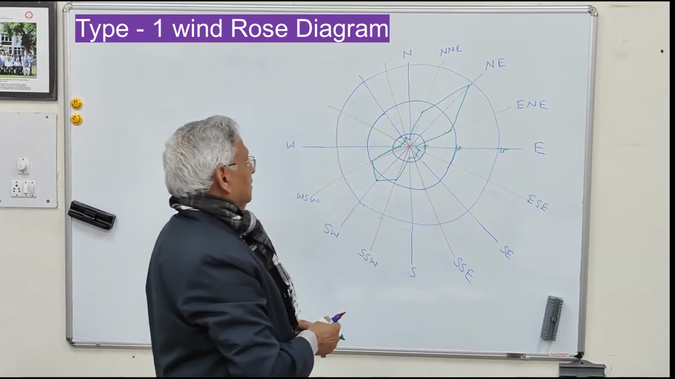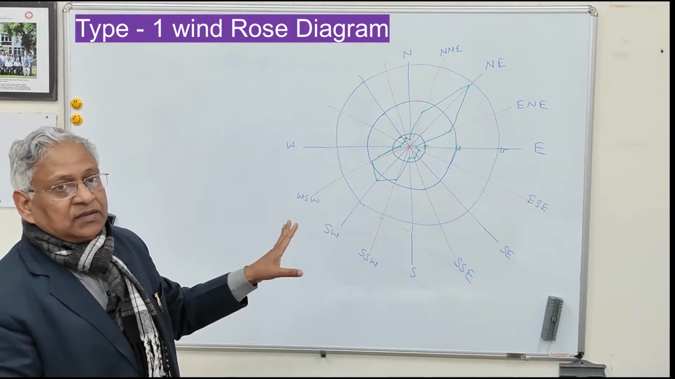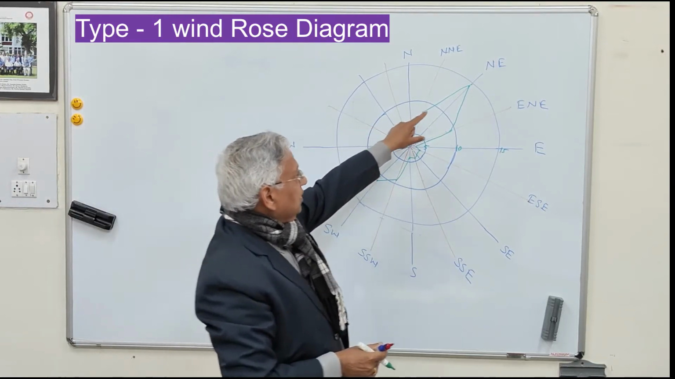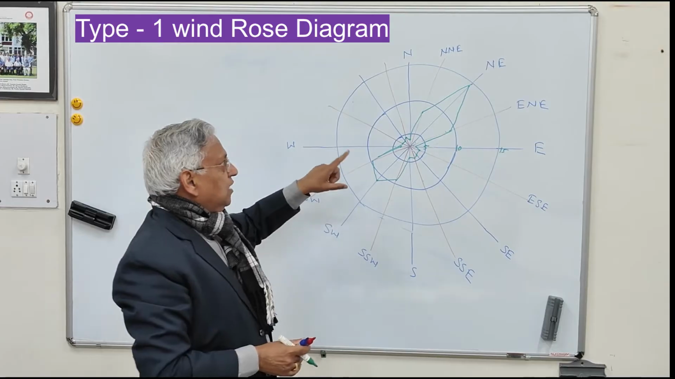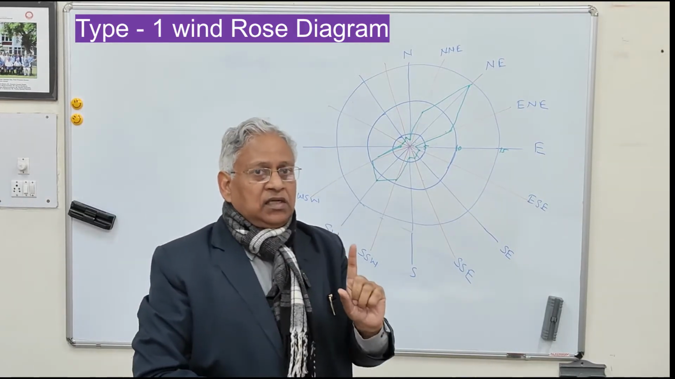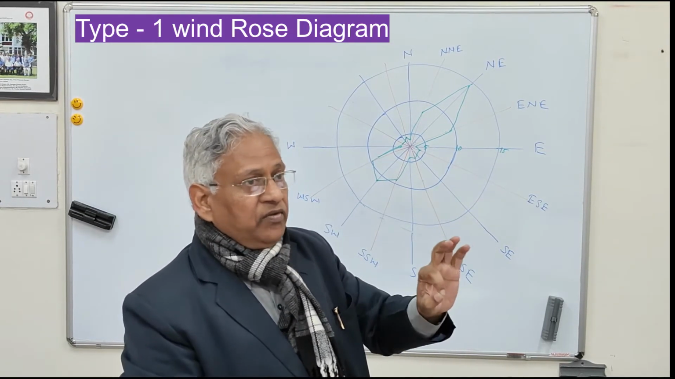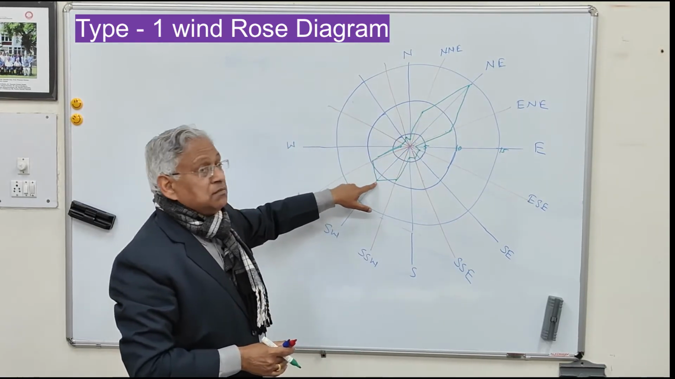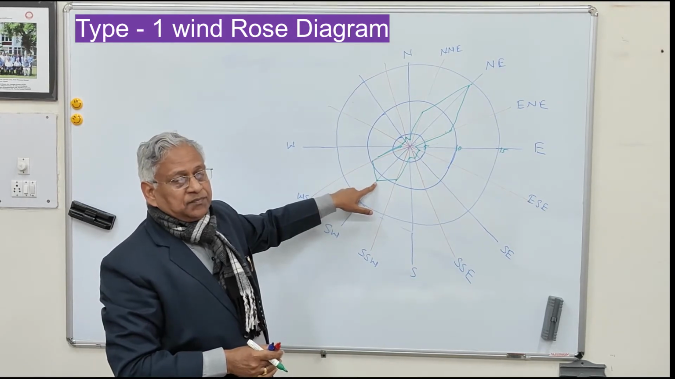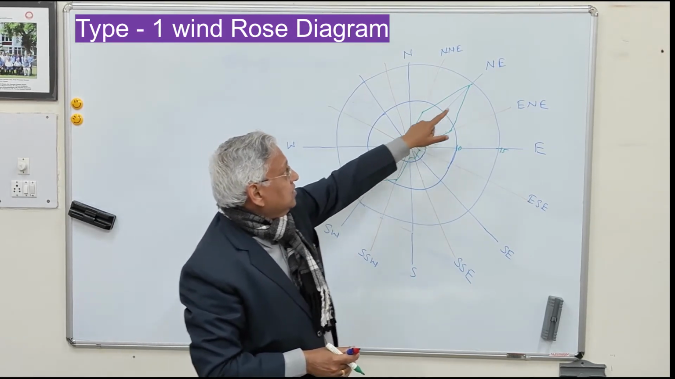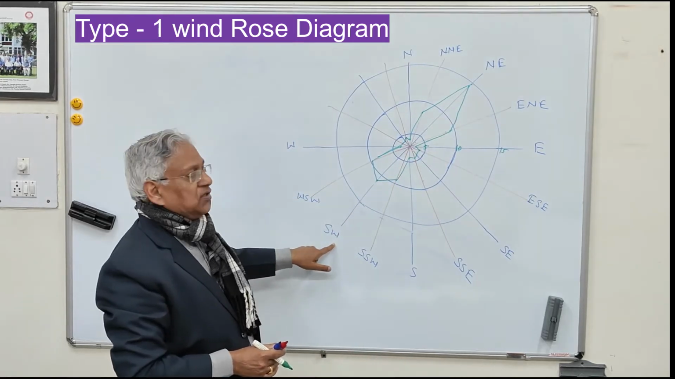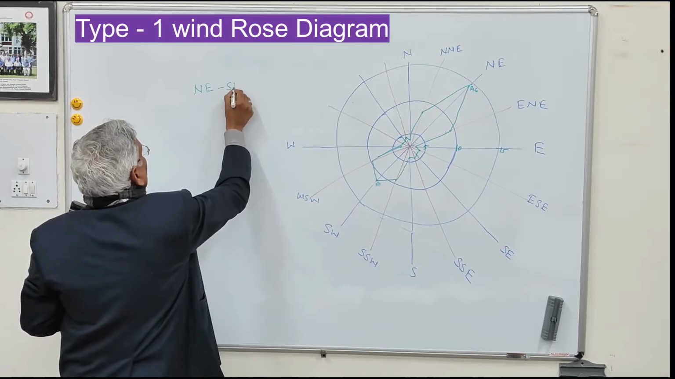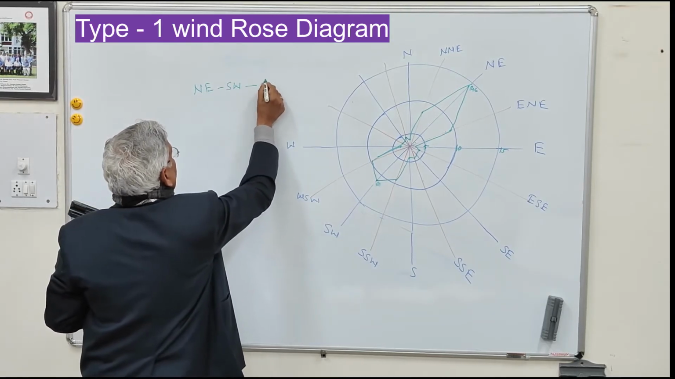Now this is what we call the Windrose diagram. Windrose diagram of type 1. Join all these points by straight lines, and the runway orientation or center line of the runway will be along the line of maximum values. So here in this case it is northeast to southwest. Northeast, southwest is the runway orientation.